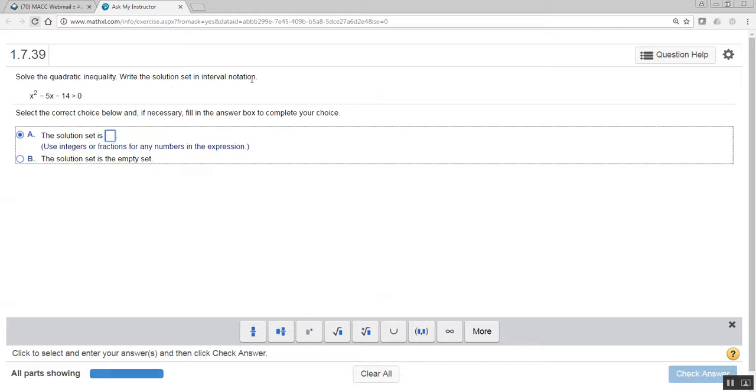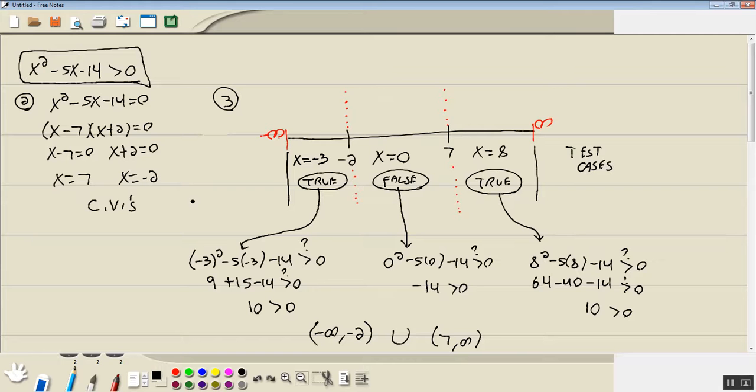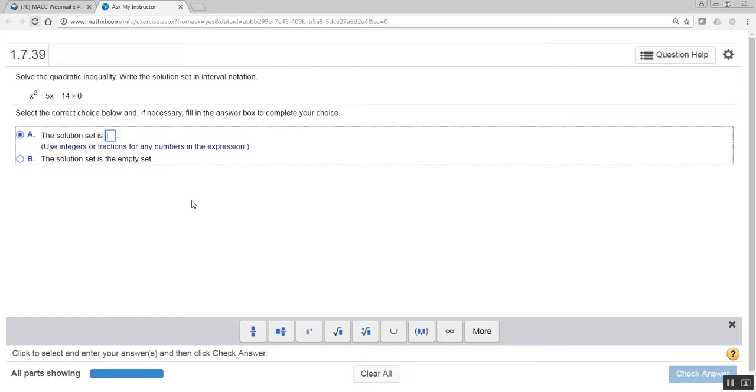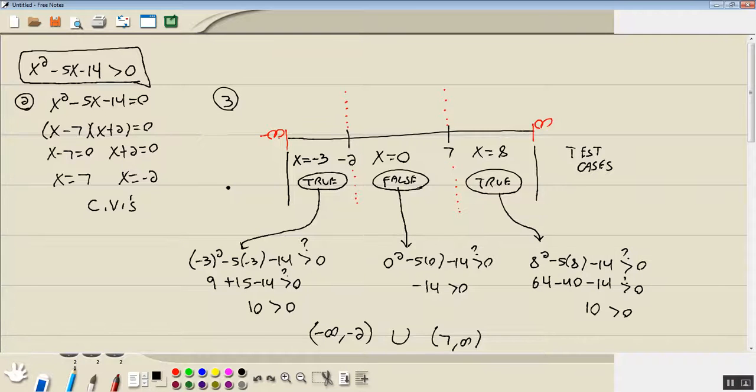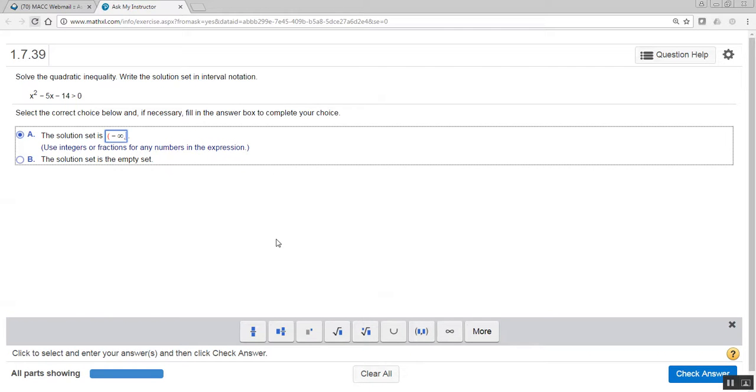Oh, write the solution set in interval notation. Helps to actually read the instructions. So we got negative infinity, comma, negative 2, beginning parentheses. I want my union symbol. I guess I can choose that right there, actually. And then 7 to positive infinity.